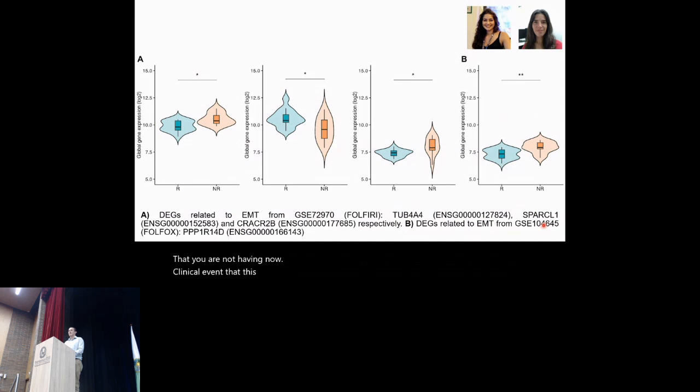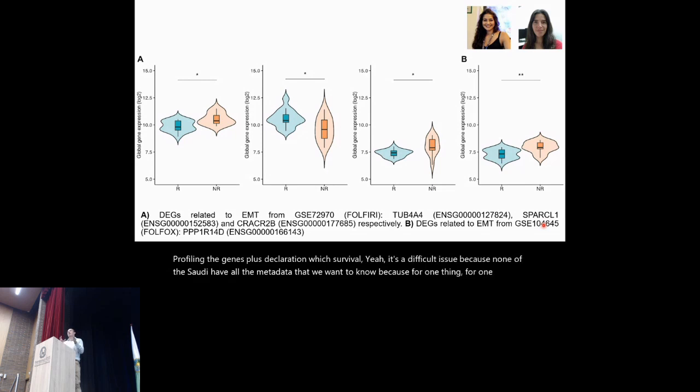So if these genes mark survival due to expression, we have done some studies on large series of colon cancer, expression profiling of the genes plus a correlation with survival. Yeah, it's a difficult issue because none of the studies have all the metadata that we want. For one side, there are some studies that have metadata of survival days, but in this study, it's only the metadata related with responders and non-responders.